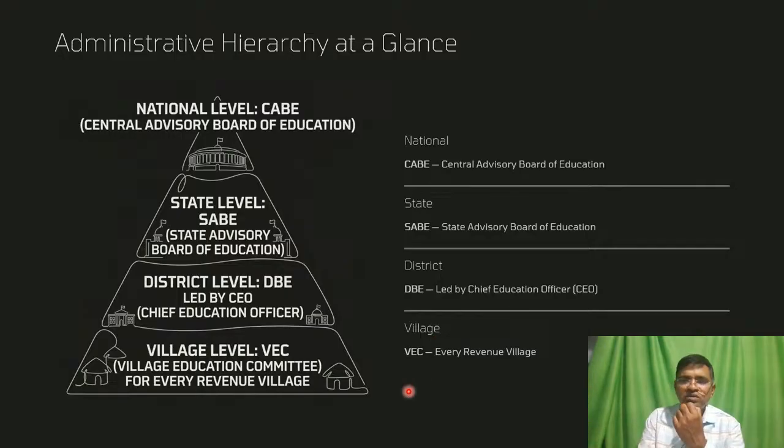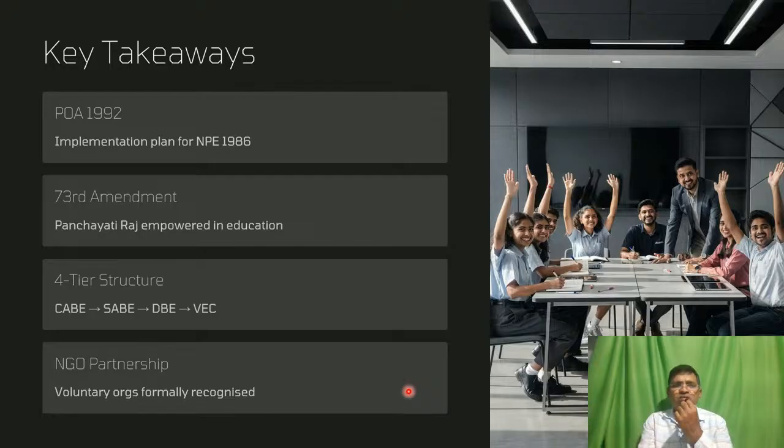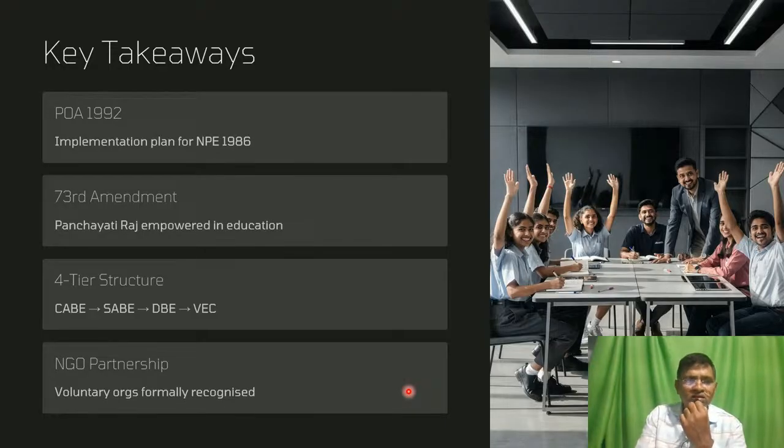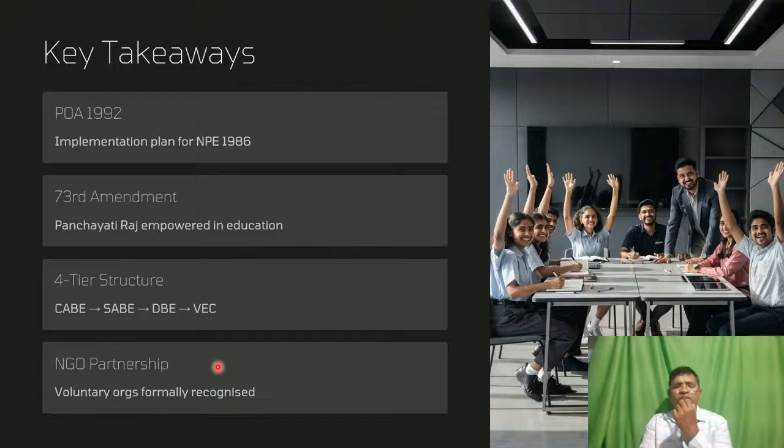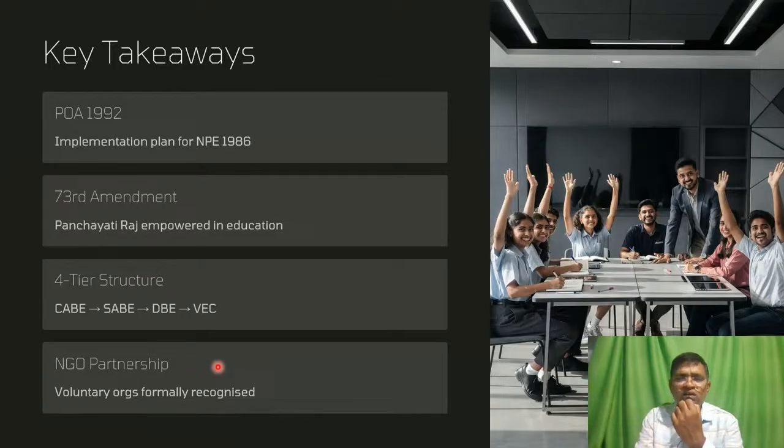This is a small presentation about POA 1992. It is the implementation plan of the National Policy on Education 1986 through the 73rd Amendment, Panchayati Raj empowerment in education. That you have to remember. There is a four-tier structure: CABE, SABE, DBE, and VEC. It also encouraged NGO partnership along with voluntary organizations, and also informal education and adult literacy programs.